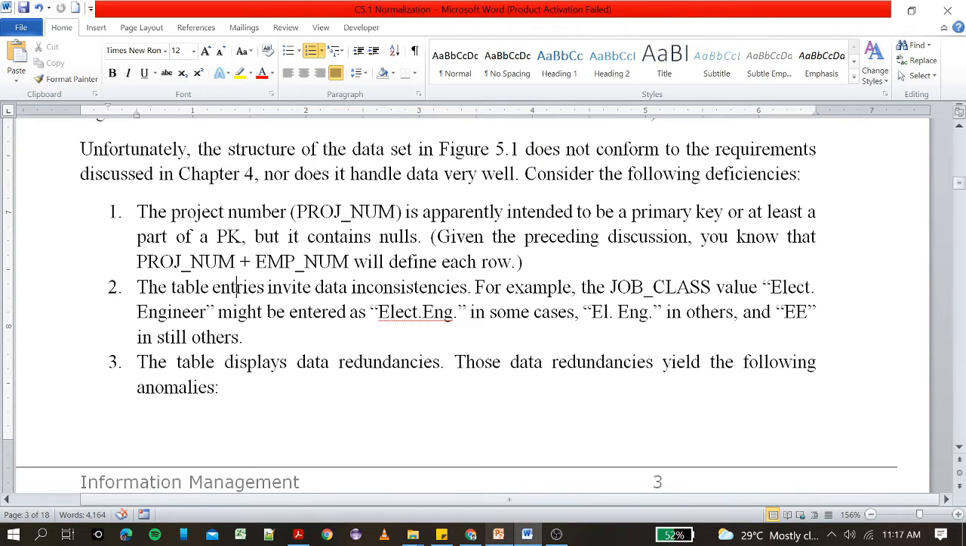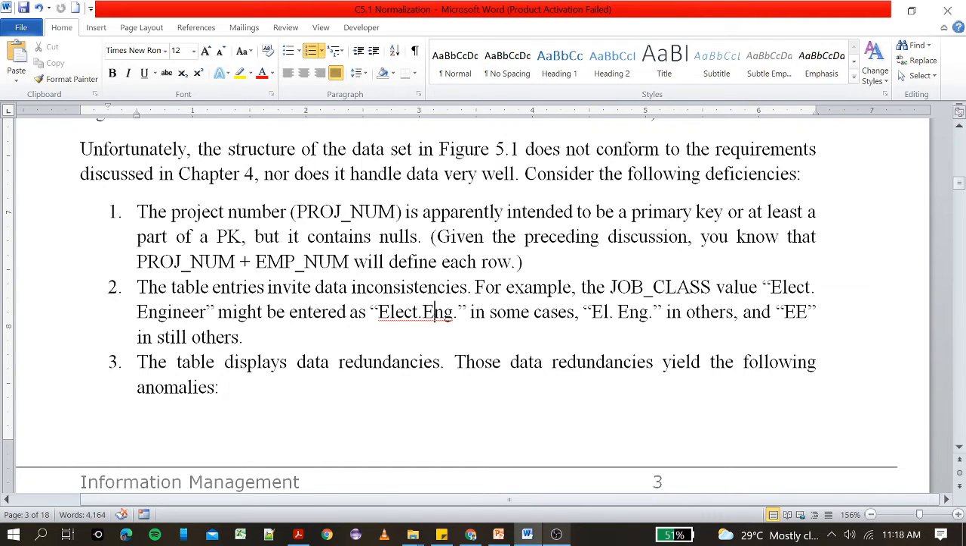Next, the table entries invite data inconsistencies. Di ba marami tayong data inconsistencies? So for example, job classification. The job classification value electrical engineer might be entered as elect.eng. So ibig sabihin, pag ini-input or pag sinesave natin sa table yung ating data, like for example yung electrical engineer na value, maaring ma-input siya ng iba't ibang value.